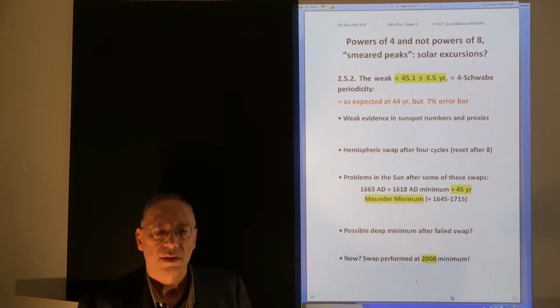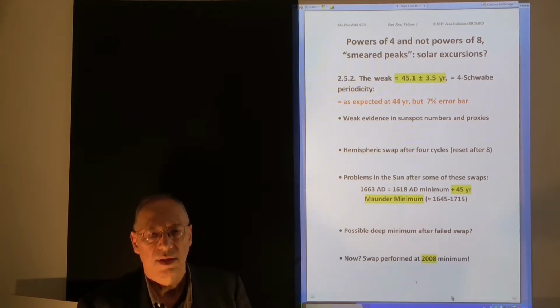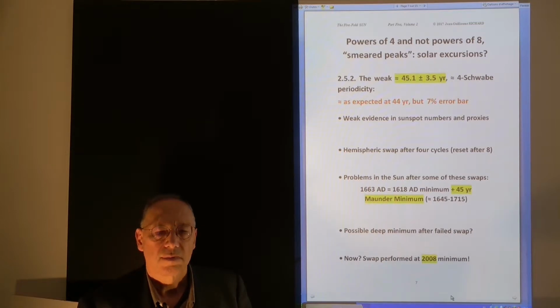This is a question today, because such a hemispheric swap was expected and indeed was performed at the 2008 minimum. As we all know, starting in the early 2000 years, there has been a deficiency in sunspots, in contrast at the solar surface and in polar fields.